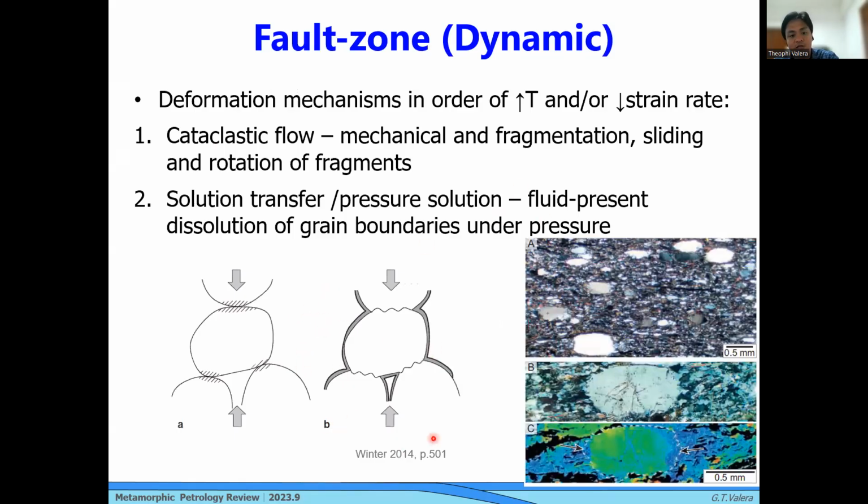Some textures related to dynamic metamorphism. So deformation mechanisms in order of decreasing temperature and or strain and decreasing strain rate. So yung least amount of stress basically is what we call or usually produces cataclastic flow and solution transfer. Cataclastic flow is when you have mechanical fragmentation and sliding and rotation of fragments. So basically, hindi pa siya nagduro. Nagro-rotate lang yung grain natin. So that's cataclastic flow.